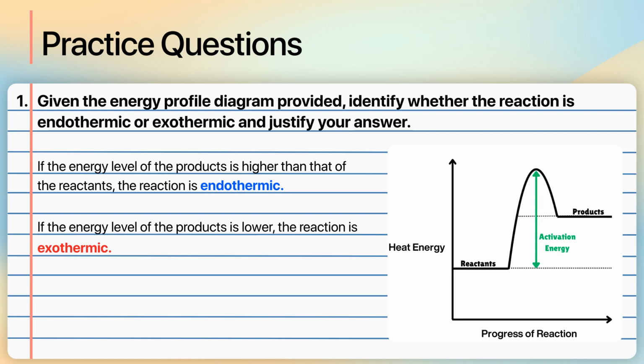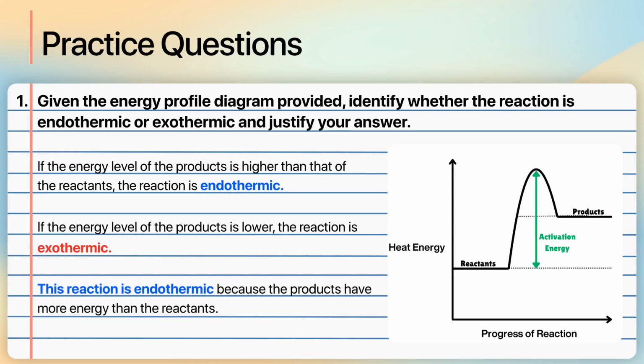In the provided diagram, you can see that the products are at a higher energy level compared to the reactants. Therefore, this reaction is endothermic because the products have more energy than the reactants, indicating that energy has been absorbed from the surroundings.